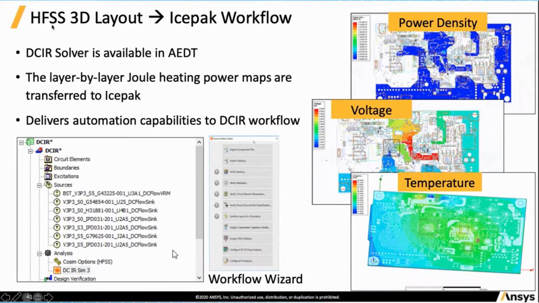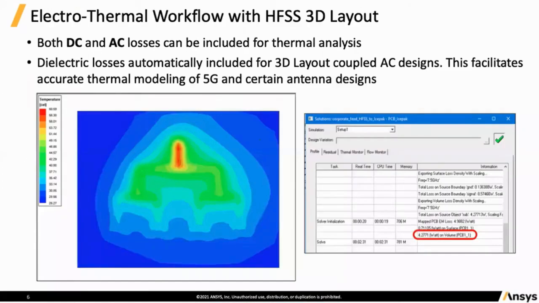One example is HFSS 3D Layout, and you can use the DCIR solver that is available in Electronics Desktop. As you can see on the right-hand side, you can calculate the power density, the voltage profile, and then eventually the temperature profile of your PCB board. And you can connect it to Icepak, either couple it or export the file from HFSS 3D Layout and then import it to Icepak. That applies to other software as well.